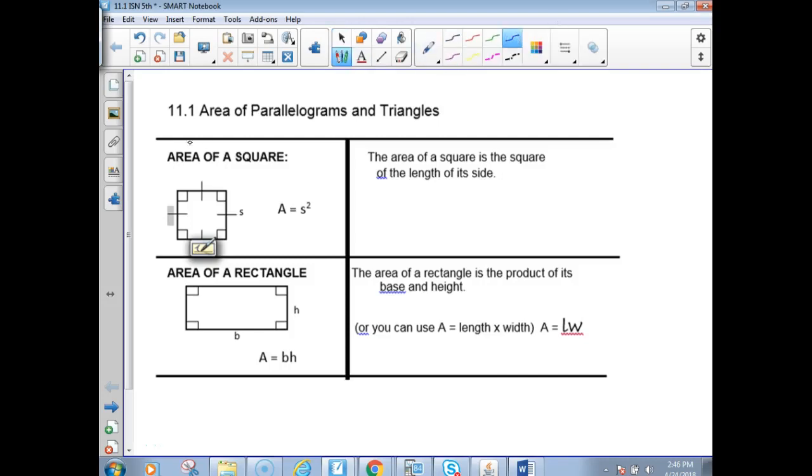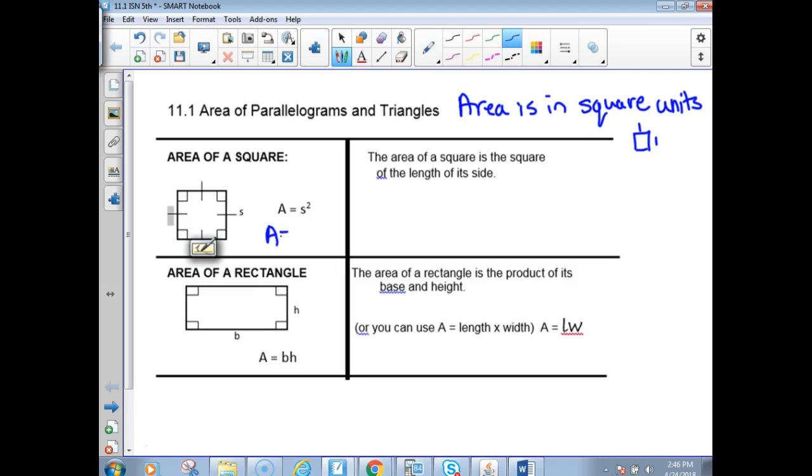Right, so we're going to be talking about area of parallelograms and triangles today. One thing you need to know is that area is in square units. What that means is what you're finding is actually how many 1 by 1 squares fit into a certain surface area. Okay. So area of a square, it's really just a bunch of little squares, depending on how big the sides are. The area of a square is the square of the length of its side.